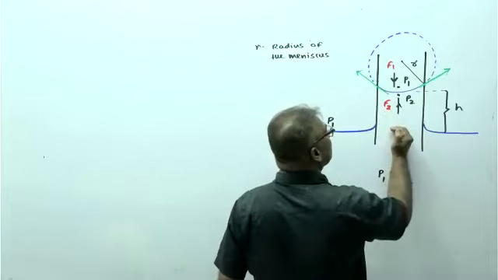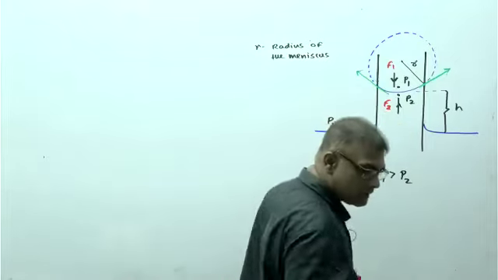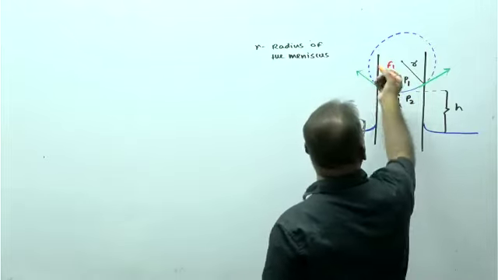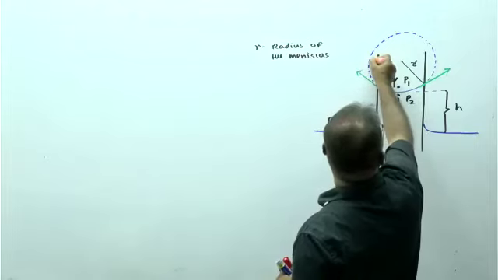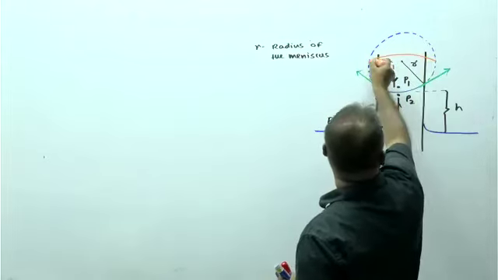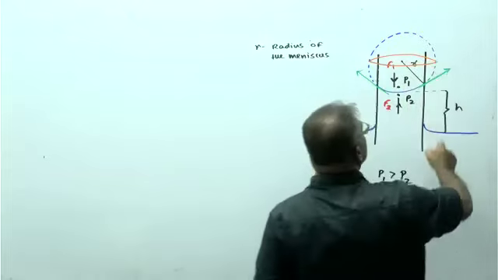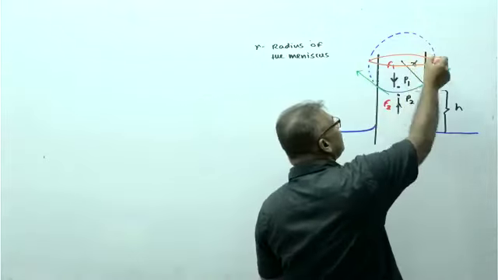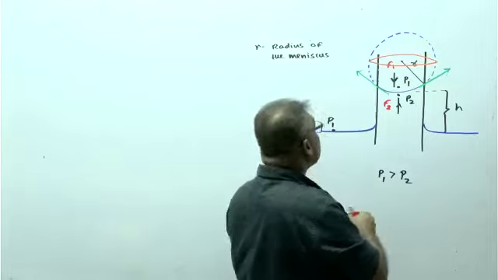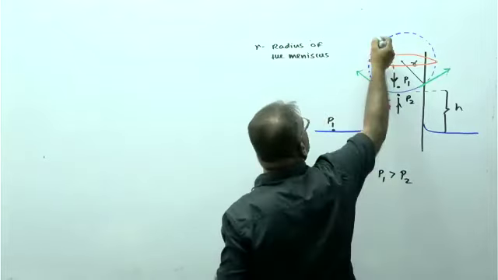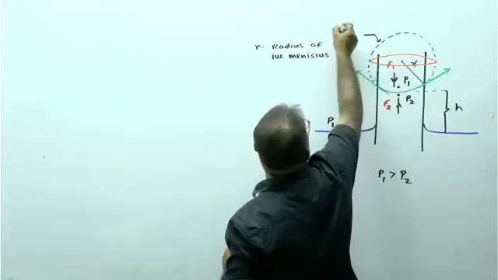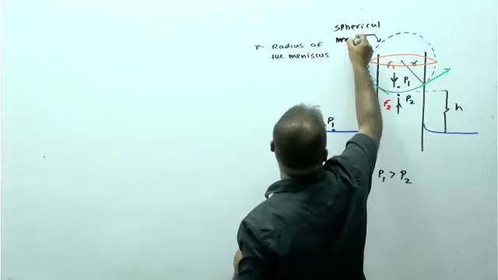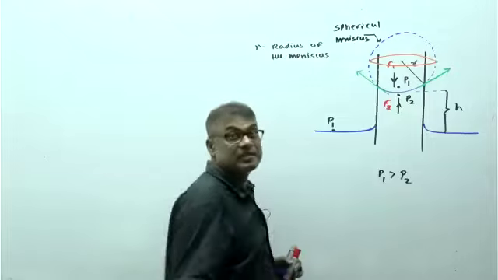F2 perpendicular to this surface. Look, is that right? F2 and F1 are perpendicular to this surface, aren't they? Done. This is the diameter line of the sphere. Here we have a spherical meniscus. No? This is the spherical meniscus. Right? Spherical meniscus is that one.